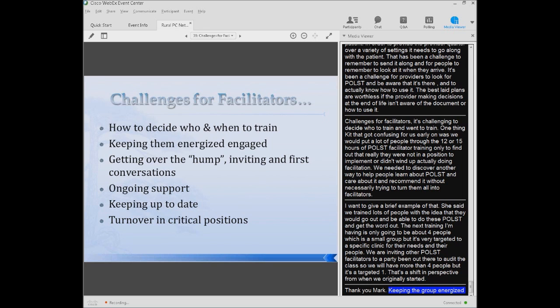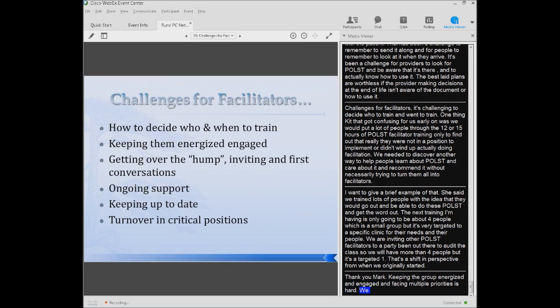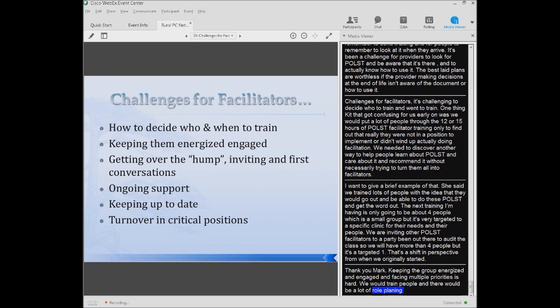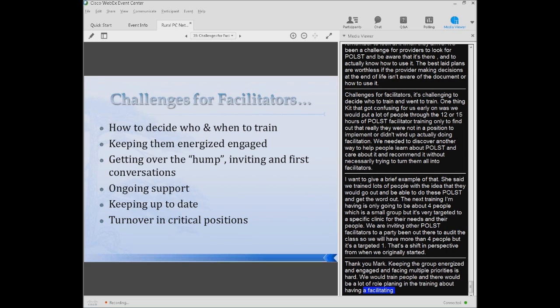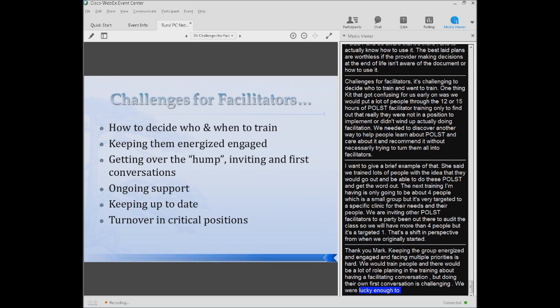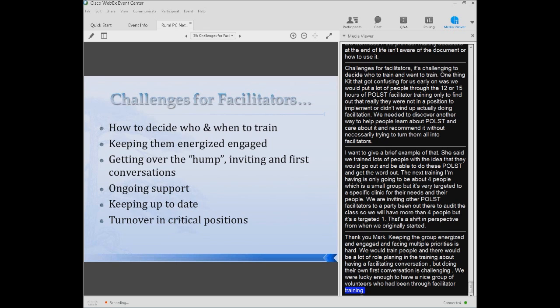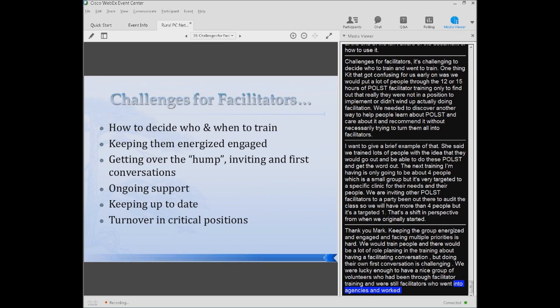So we would train people, and there would be a lot of role play in the training about having a facilitated conversation, but actually doing your own first conversation is challenging, and we were lucky enough to have a nice group of volunteers who had been through facilitator training and were skilled facilitators who were able to go into agencies and work with people during their first few POLST-type conversations. It was a wonderful resource for us.